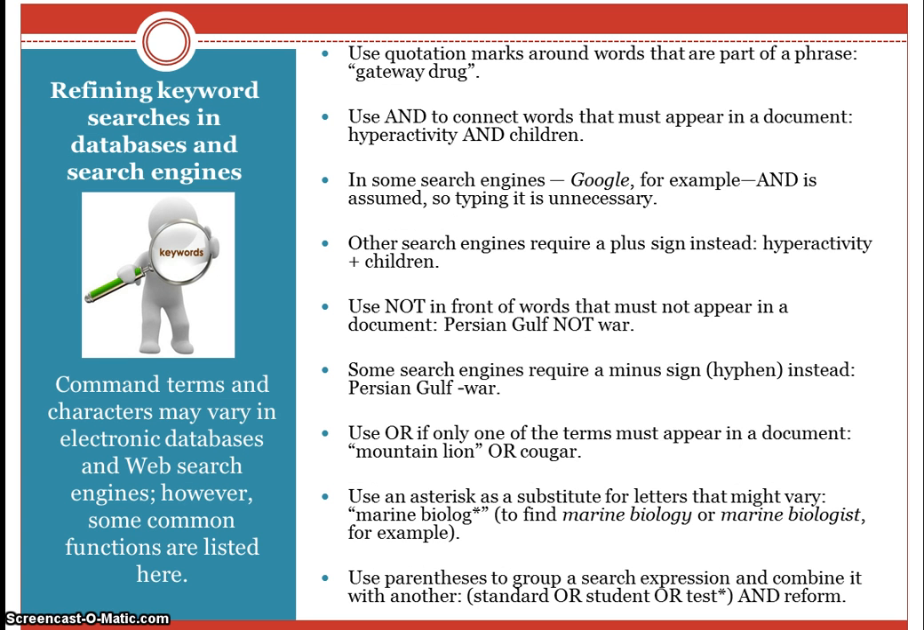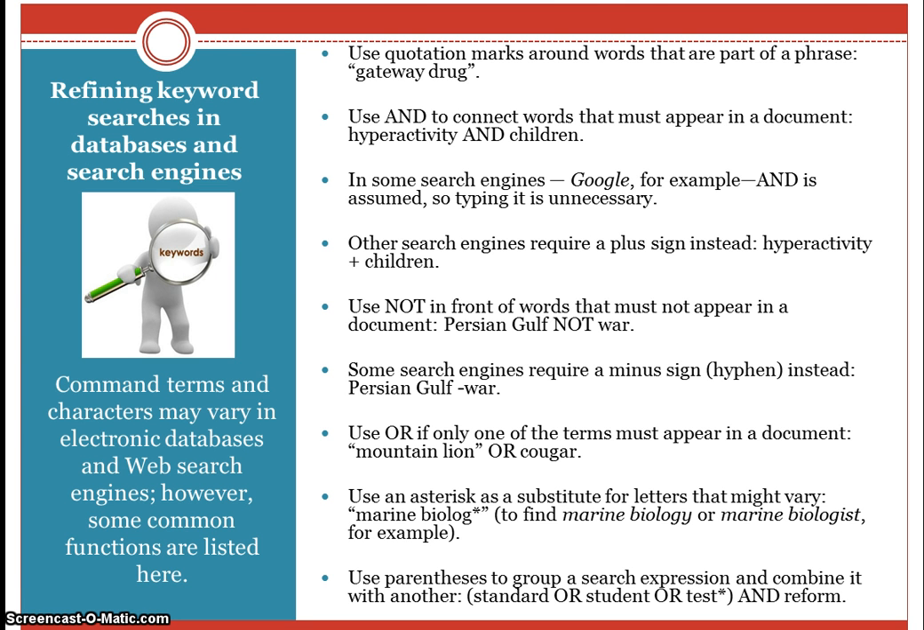Refining keyword searches in databases and search engines. Common terms and characters may vary in electronic databases and web search engines. However, some common functions are listed here. Use quotation marks around words that are part of a phrase. Use "and" to connect words that must appear in a document. In some search engines, Google for example, "and" is assumed, so typing it is unnecessary. Other search engines require a plus sign instead.